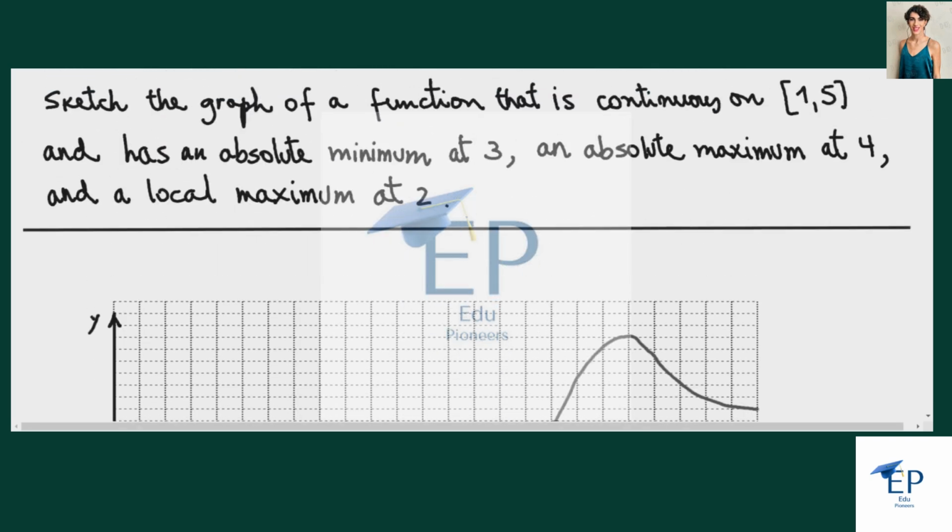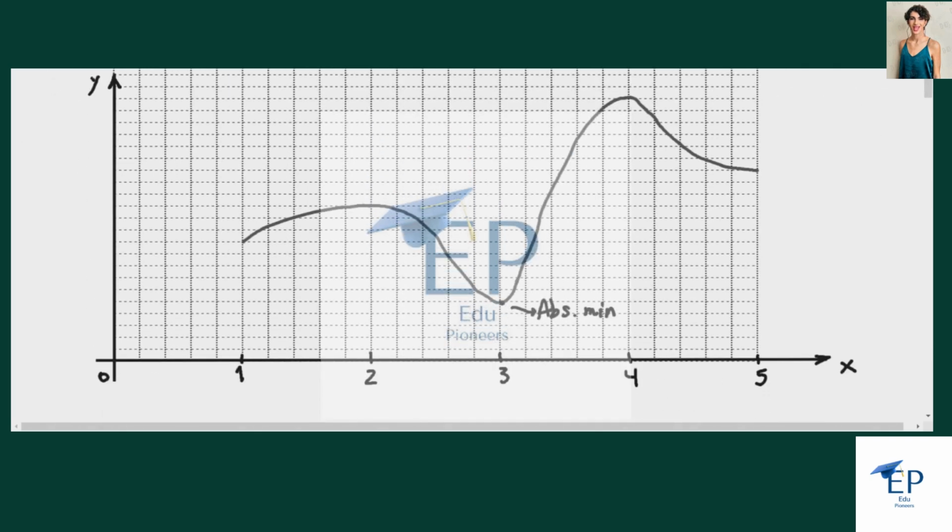And at 4 we have the absolute maximum. At this point here, 4, we have the highest point in the graph if we look at the whole domain of the function. So here we have an absolute maximum.